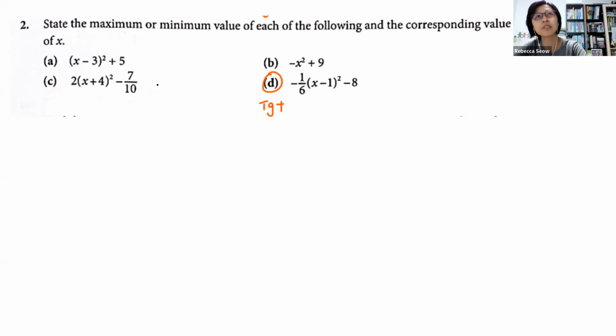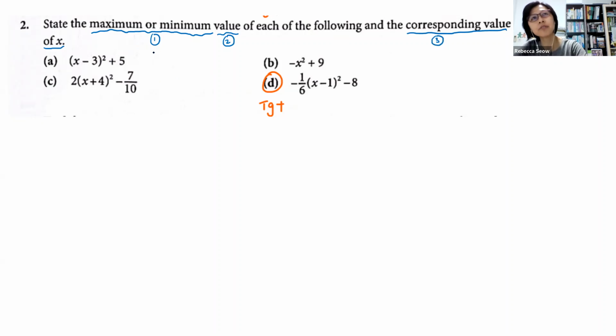So there are a few things to take note of. One is to know whether the expression is minimum or maximum. That's the first thing we need to know. Second thing we need to know is to find the value of its minimum or maximum point. The third thing that we need to know is the corresponding value of x. So there are three parts to every question.